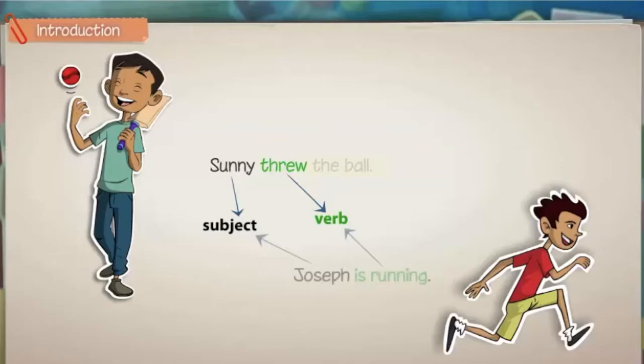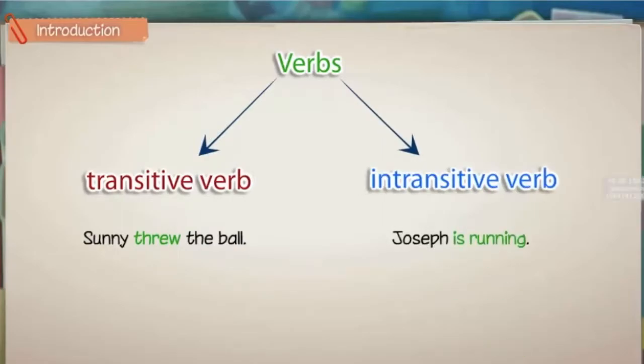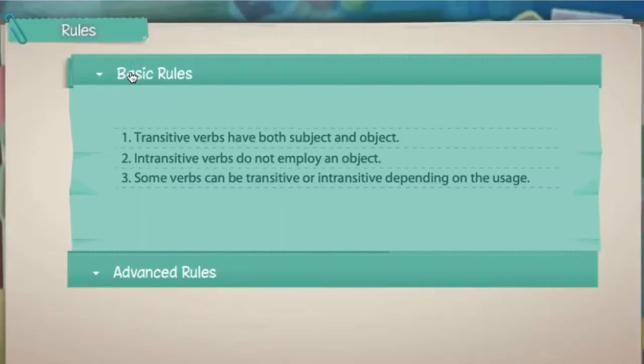Joseph is running. Now here, Joseph is running does not have an object. So it is an intransitive verb. Now, Sunny threw the ball is a transitive verb and Joseph is running is an intransitive verb. Right? Transitive verbs have both subject and object. Intransitive verbs do not employ an object. Some verbs can be transitive or intransitive depending upon the usage.